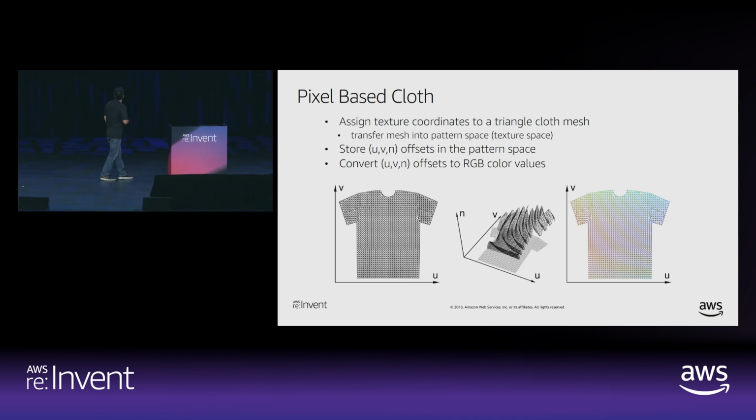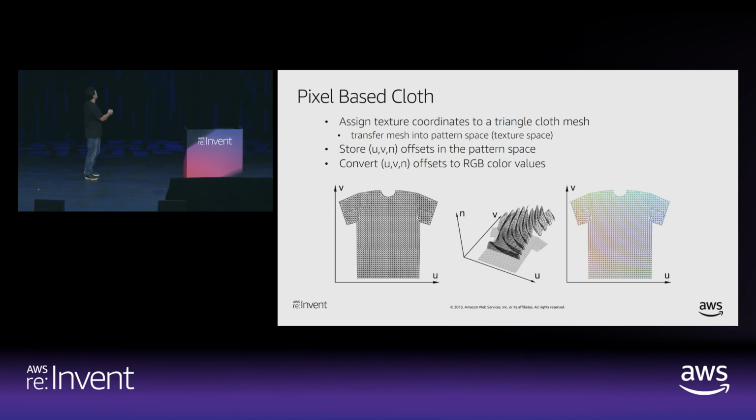So here's the way it works. We put the T-shirt in UV texture coordinates. So I'm going to use graphics words for this. And then we store displacements. So here I just take this and lay it down flat. We store displacements in texture and normal direction coordinates.